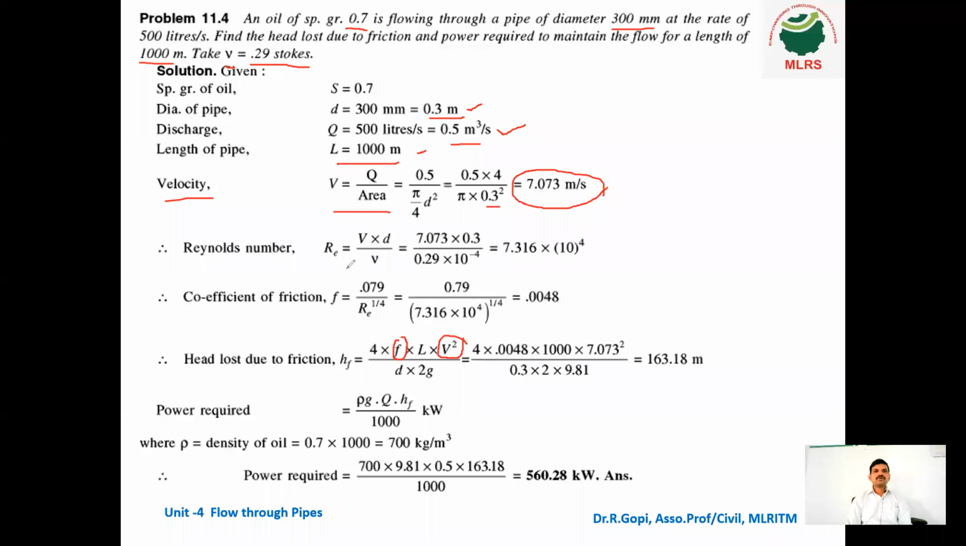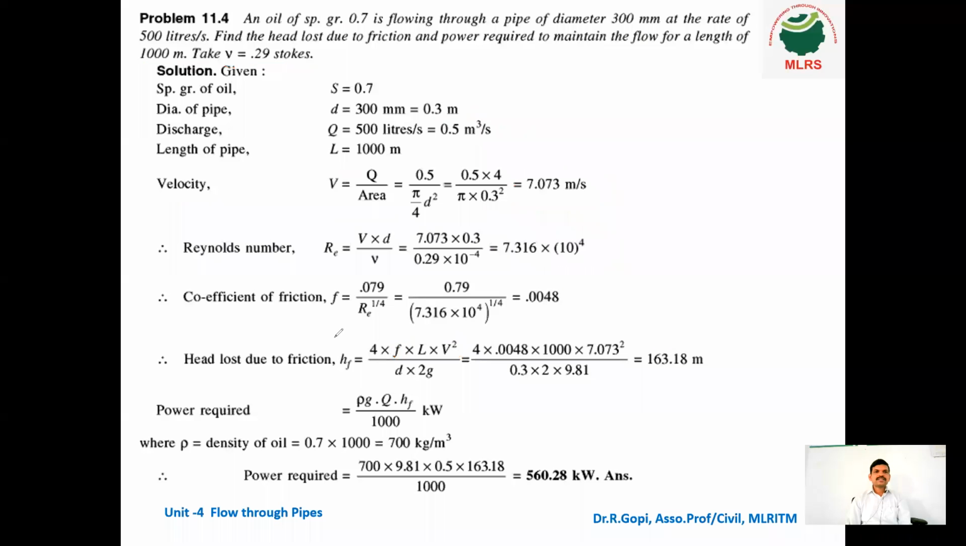Now Reynolds number RE is equal to velocity into d divided by mu. So 7.073 into 0.3 divided by the kinematic viscosity. 0.29 stokes, you must convert it into meter square per second, that is 0.29 into 10 power minus 4. So finally we got an answer: 7.316 into 10 power 4.